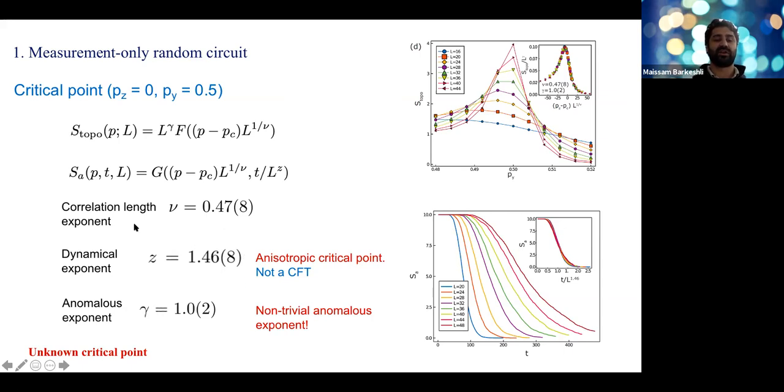And furthermore, we have this anomalous exponent for the topological entanglement entropy, which is 1. This is the first time I've ever seen a non-trivial anomalous exponent here. So this is some weird unknown critical point.